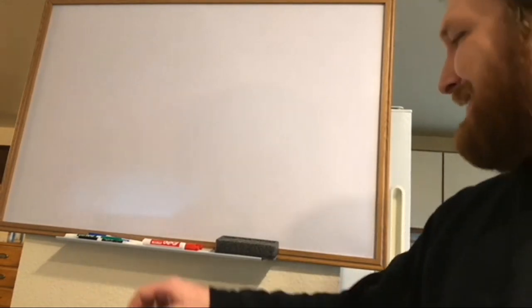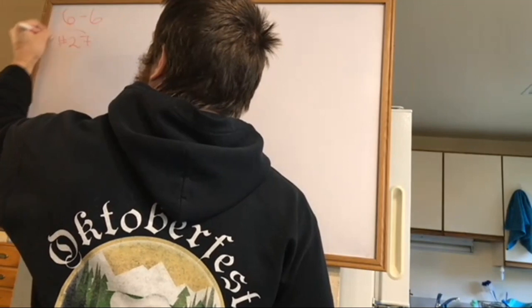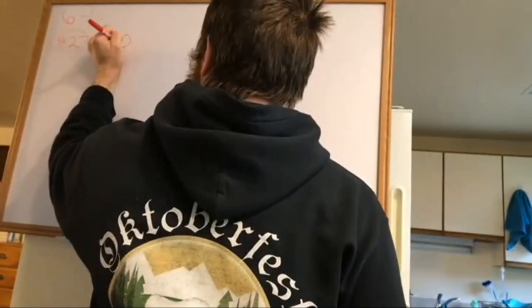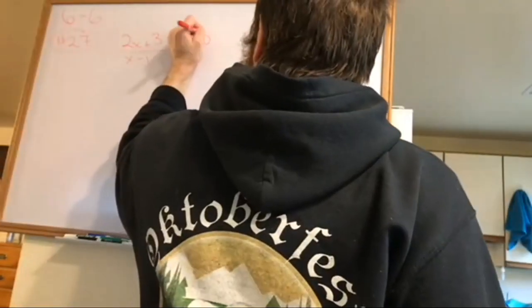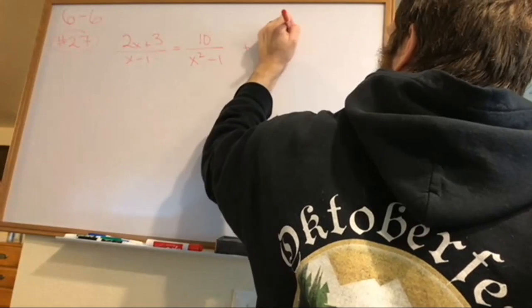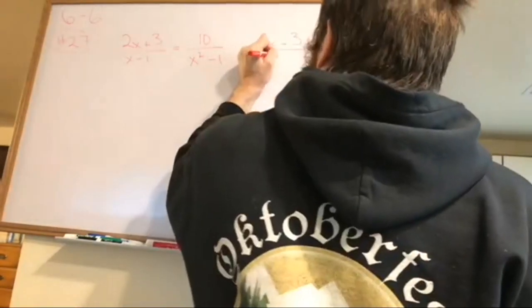From 6-6, number 27. All right, we have 2x plus 3 over x minus 1 equals 10 over x squared minus 1 plus 2x minus 3 all over, it should be x plus 1. Yes, x plus 1.